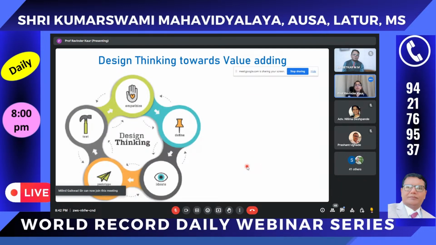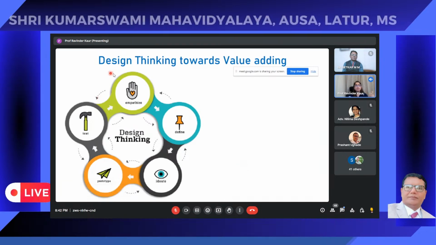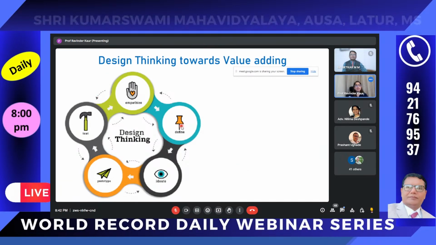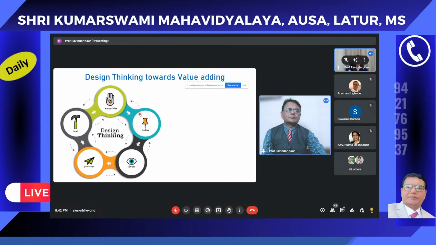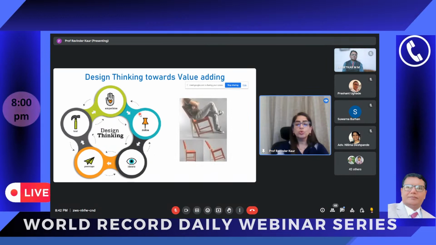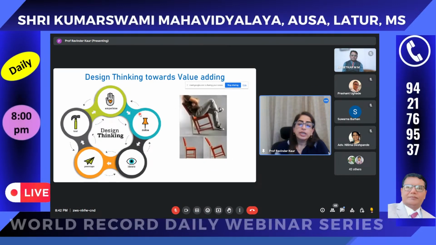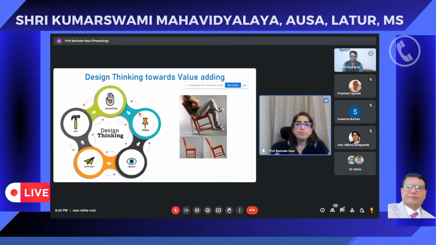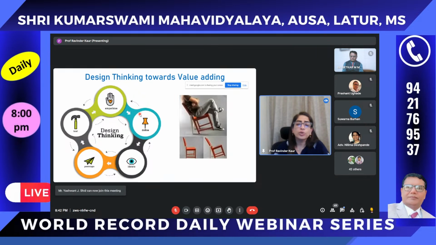Now, just to reaffirm, I have shown it in a different manner. You can see empathizing, defining, ideating, prototype, and test. I just used it to tell you design thinking could be as simple as that. It may be as complex as a tech solution, and it could be as simple as that. It's just an unarticulated need.